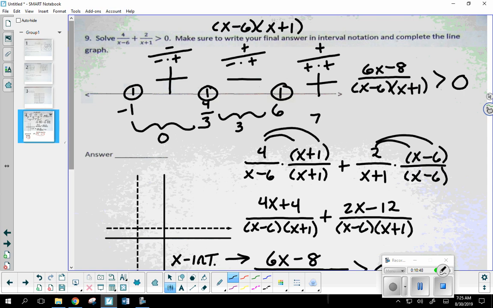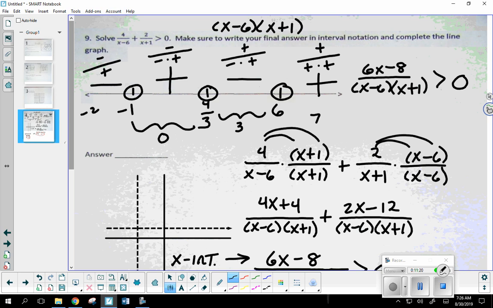Okay, so in this interval, what do we say? Plug in negative 2. Okay, so 6 times negative 2 is negative 12 minus 8. That would be a negative number. Negative 2 minus 6 would be a negative number. Negative 2 plus 1, that would be another negative number. Okay, so two negatives are going to give me a positive. A negative divided by a positive is a negative. So to the left of negative 1, this graph should be below the x-axis.